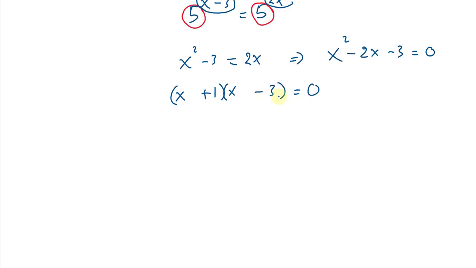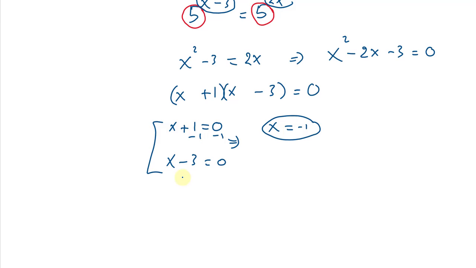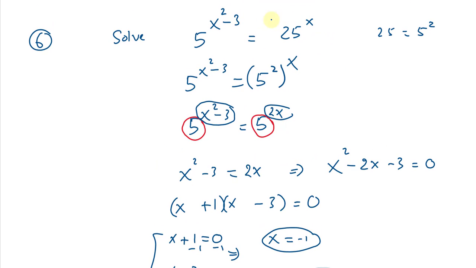And then we can solve this using the zero factor property. x plus 1 and x minus 3, you can set each of them equal to 0, and then solve for x. Subtract 1 on both sides, I get x equals minus 1, and then add 3 on both sides, right? I can solve for x to be 3. So these are the two answers to this exponential equation.